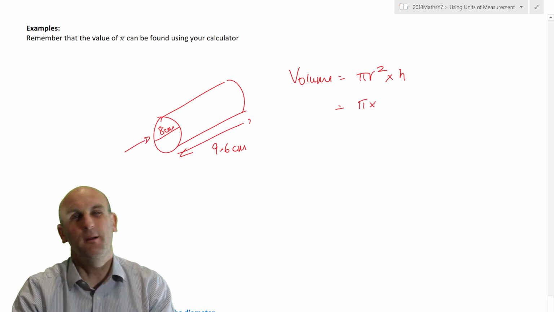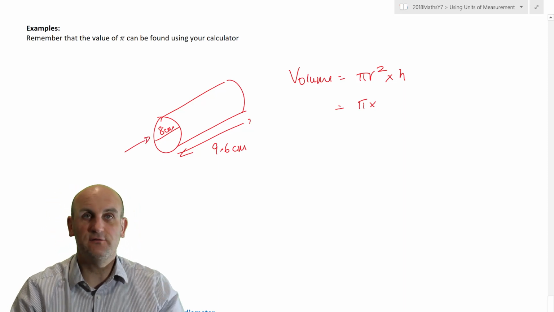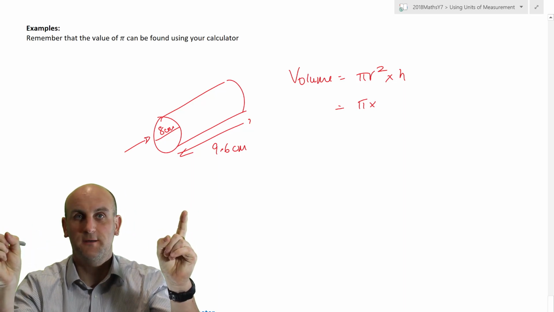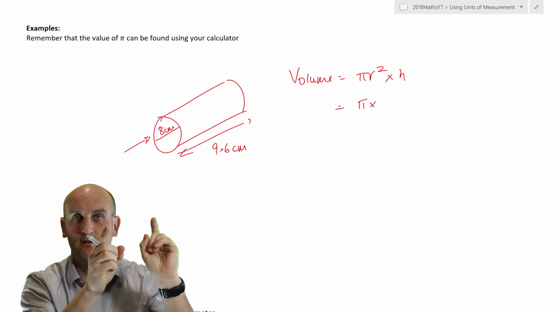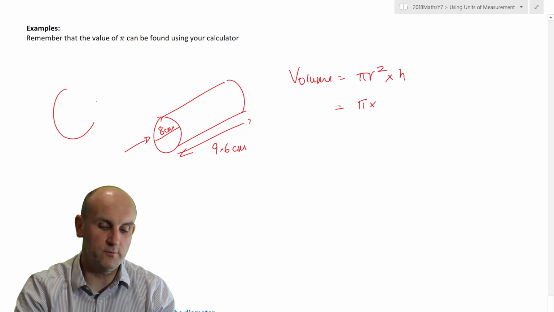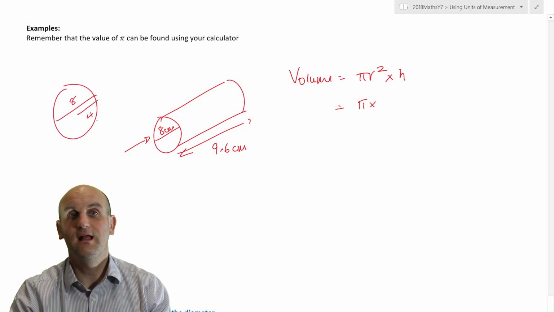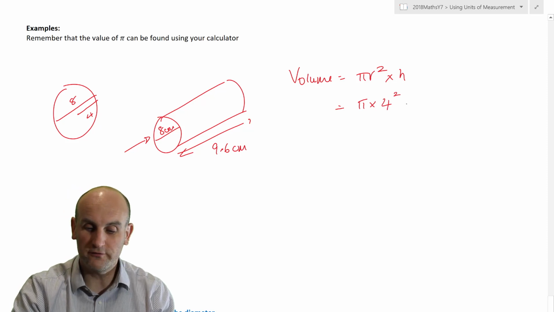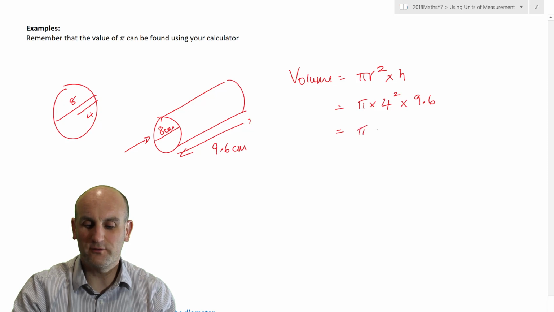Bearing in mind I said I'm going to go as diameter. The diameter is from one side of the circle to the other. We want from the center to the edge as a radius. So if I know that from one side of the circle to the other is 8, then I know half of that will be 4, and that's my radius. So I'm going to do 4 squared times 9.6. Now I know what 4 squared is in my head, so I'm actually going to write that as 16.